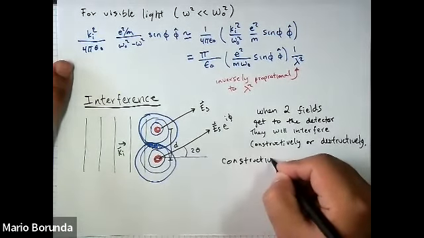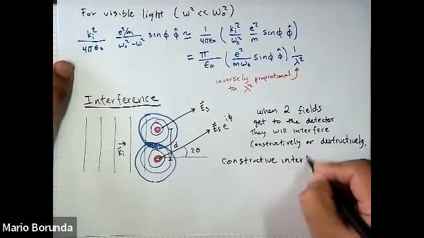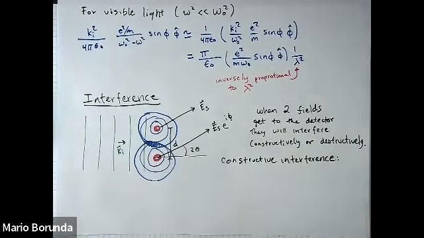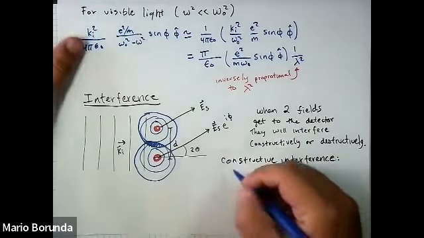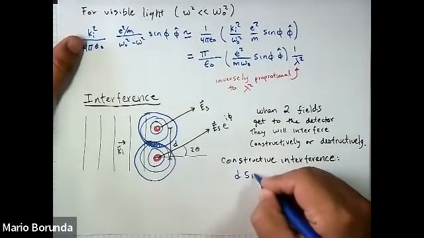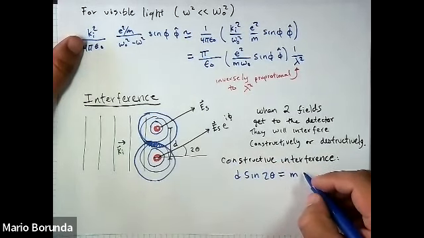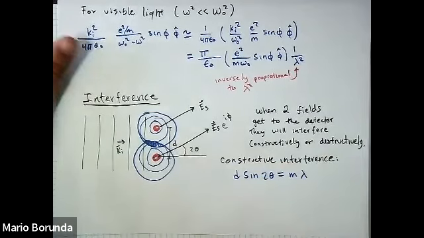So constructive interference is when you have this quantity d sine of 2 theta equal to some integer times the wavelength of the light.